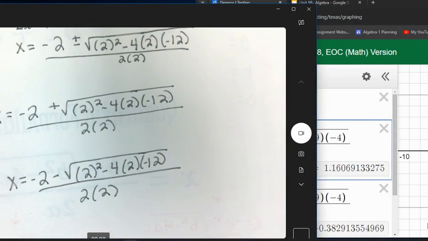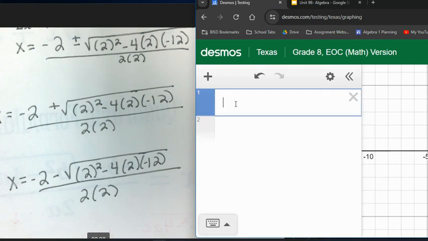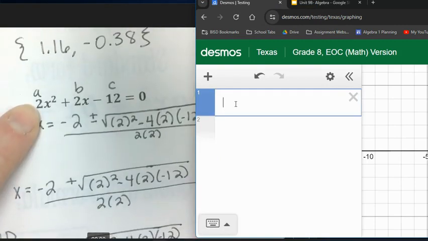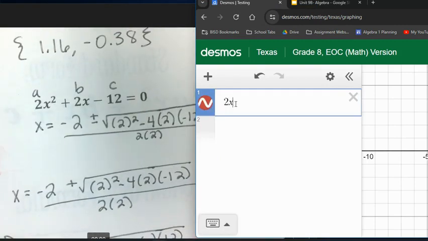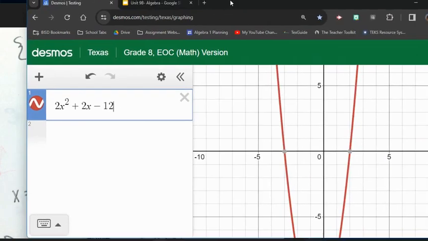Okay, so I'm going to go over here. And I'm going to hit the refresh button so it gives me a brand new one. We start with putting this in. So 2x squared plus 2x minus 12. And that should give you a parabola so that you see where it crosses the x-axis, which actually comes out to be whole numbers. Negative 3 and 2.